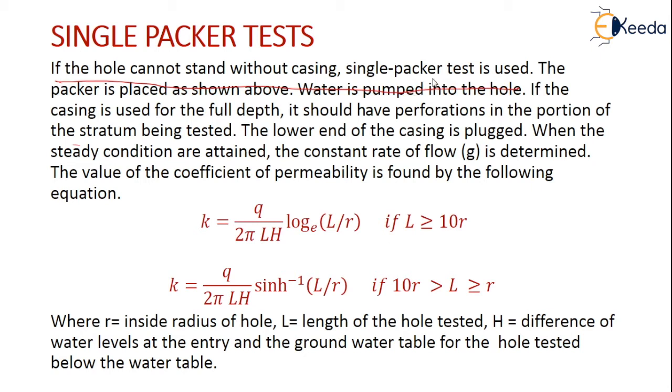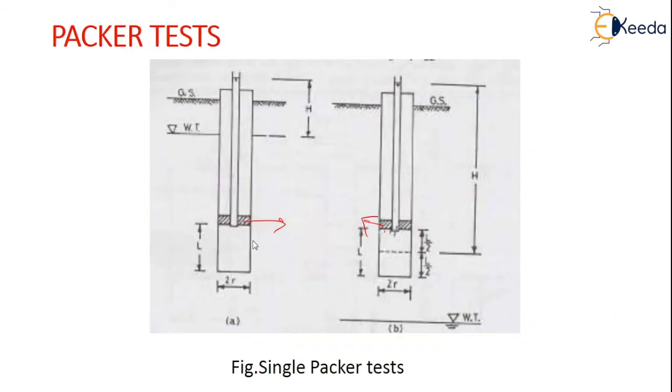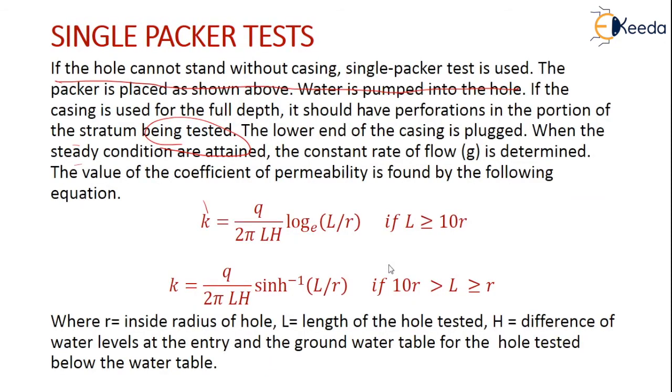So the packer is placed as shown in the figure. Water is pumped into the hole. If the casing is used for the full depth, it should have perforations in the portion of the stratum which is being tested. The lower end of the casing is plugged, and it should be plugged carefully. So when the steady conditions are attained, the constant rate of flow, that is Q, is determined.